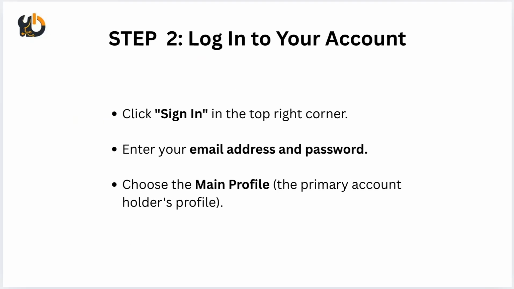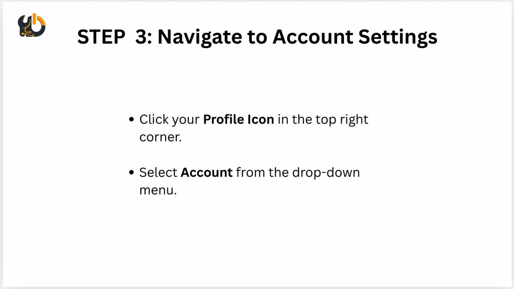Second step is log into your account. Click sign in the top right corner, then enter your email address and password. Choose the main profile. Third step is navigate to account setting. Click your profile icon in the top right corner, select account from the drop down menu.